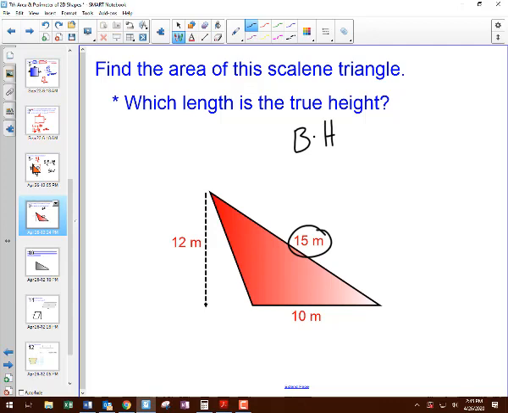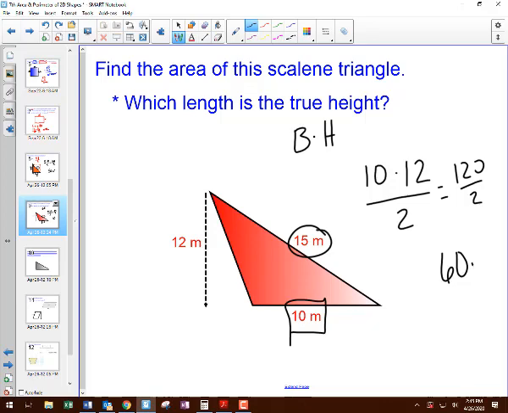Our base is pretty easy. We're going to look at our 10. We're going to take that times the height. Now, which is the true height here? Is it 12 or is it 15? The shortest distance from the top of this figure to the bottom is going to be our 12. So we're going to use 10 times 12. Remember, we have to divide by 2 when we're finding area of triangles. So that's going to be 120 divided by 2. Our area is going to be 60 meters squared.